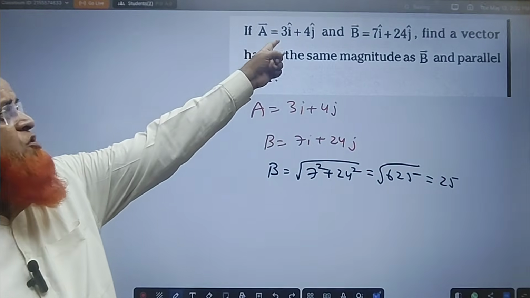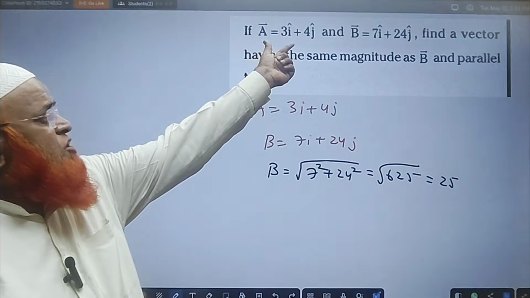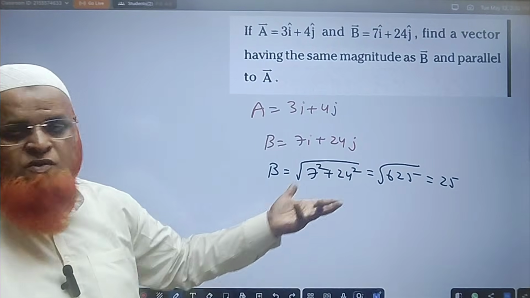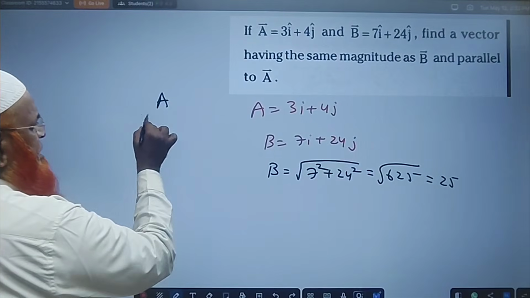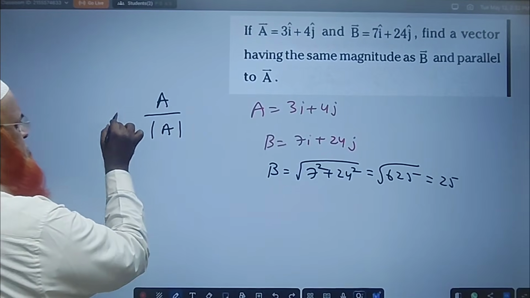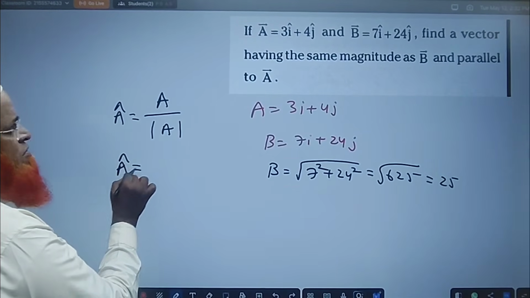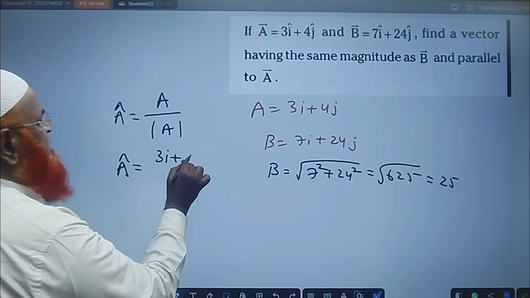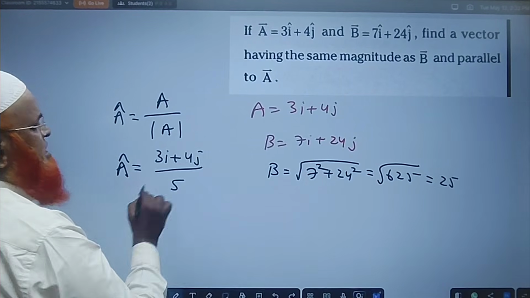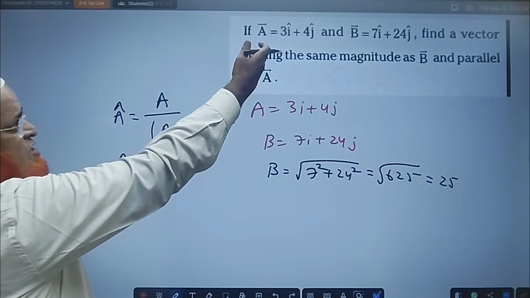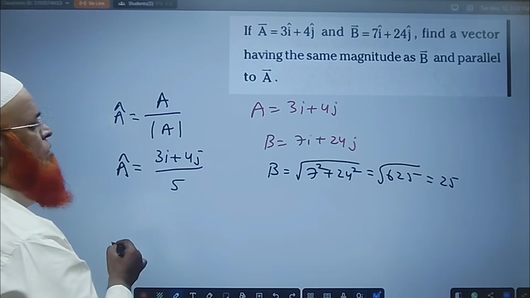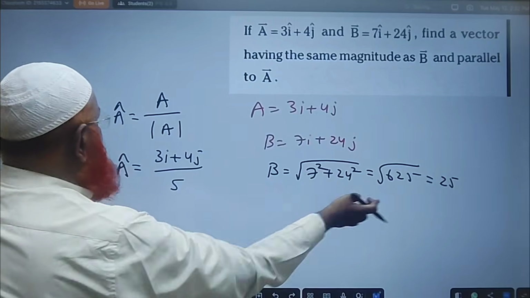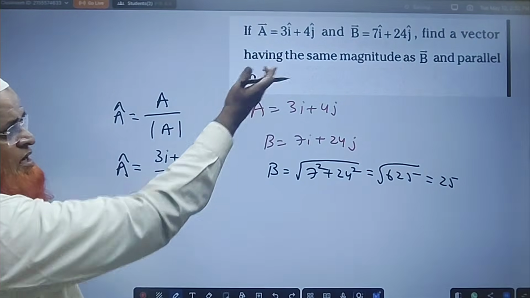So you have to find out the unit vector of that. If you find out the unit vector of A and multiply with this, you will get the answer. So unit vector of A means what? A by magnitude of A gives you the unit vector. So A cap is nothing but 3i plus 4j over its magnitude, square root of 3 square plus 4 square, which is 5. So you got this one now. What will you do? If you multiply the 25 with this, then you will get the answer.